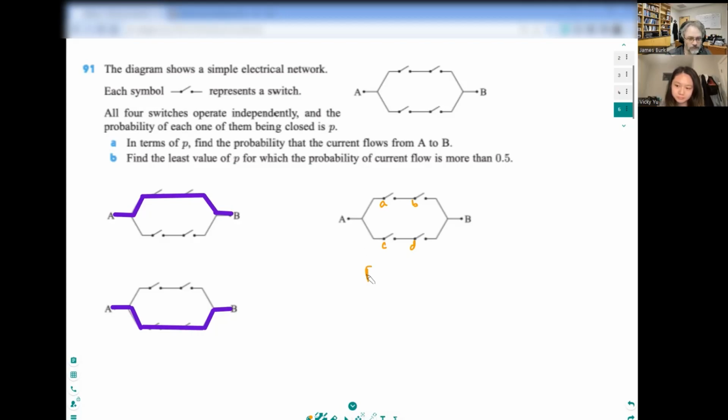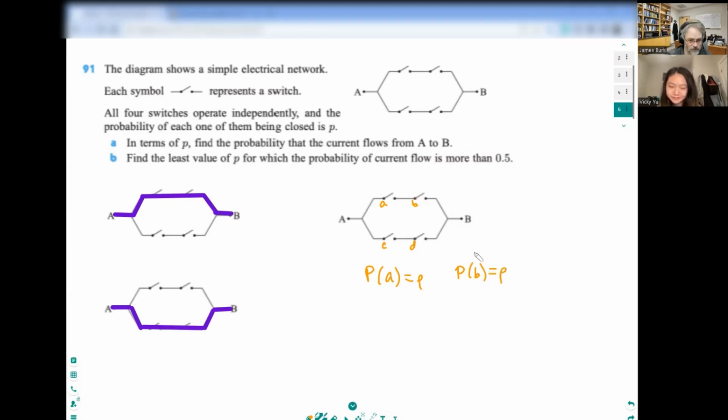What's the probability that A is closed? 1/2. Not 1/2. All 4 switches operate independently. The probability of each one being closed is P. What's the probability of, just looking at this one, if I was to take it and close it? It's P. It's P also.